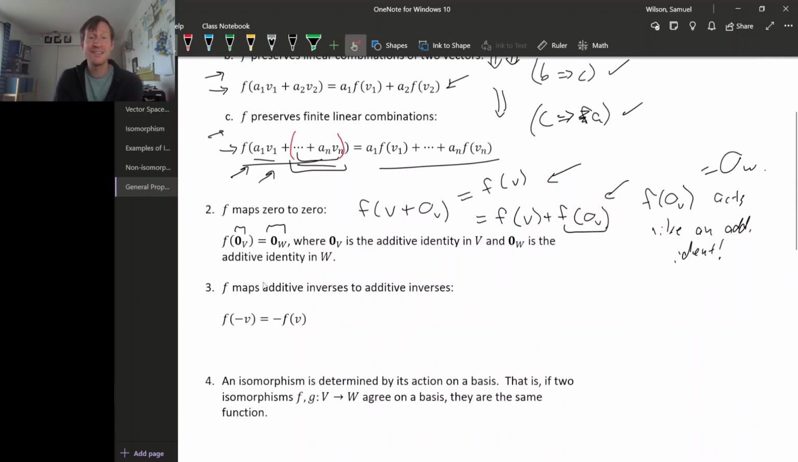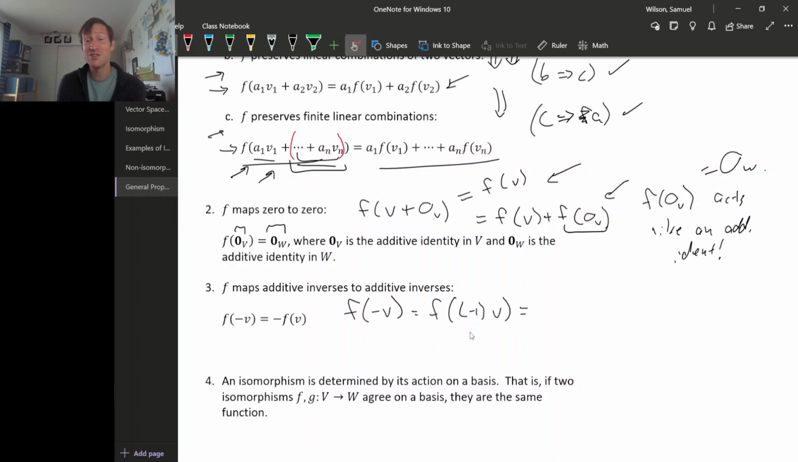A similar thing is that f maps additive inverses to additive inverses. Of course, you can show this in a very similar way. f of minus v: if we want to know what f does to the additive inverse of some vector, well, we can write this as a scalar product. We've proved that an additive inverse is minus 1 times a vector.